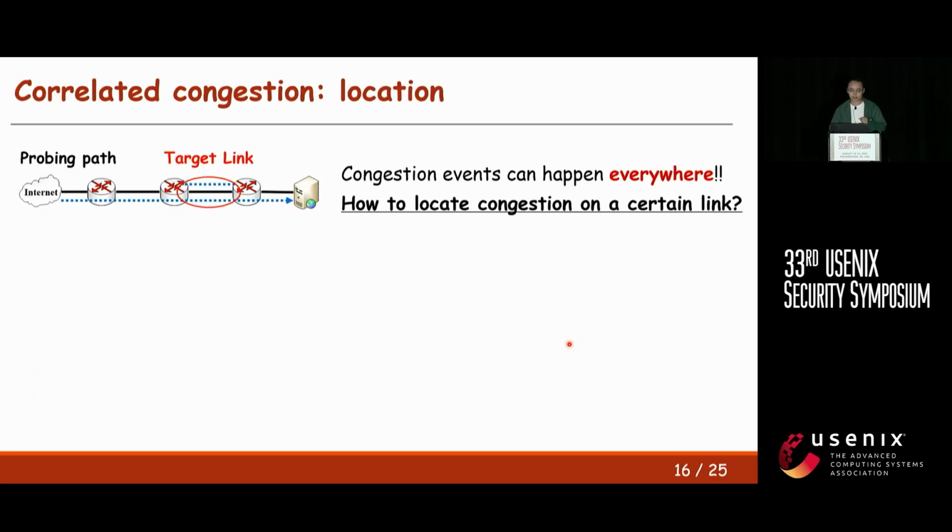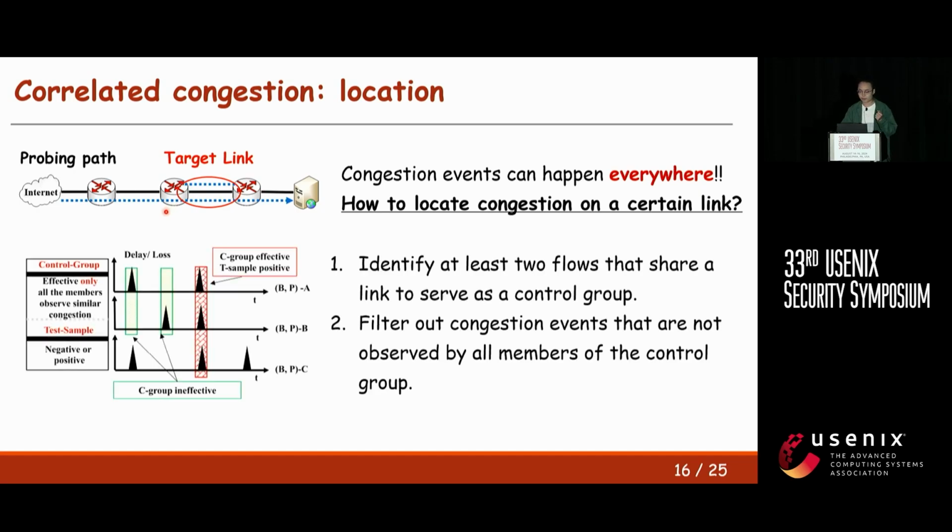The first challenge is the location of the congestion. Since the ping probes are end-to-end, identifying the exact location of congestion on a specific link is challenging because every link along the path could have the congestion. To address this, we propose a heuristic method called the control group-based method.